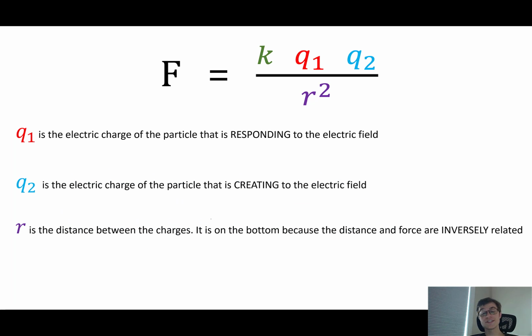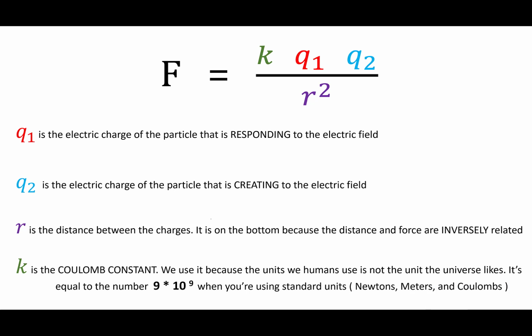R is the distance between the charges. It's on the bottom because distance and force are inversely related. So that means that if they're very far apart, they're not going to pull very strongly. But if they're close together, they're going to pull very strongly. And then K is called Coulomb's constant. We use it because the units that human beings use are not really the units that the universe likes. It's equal to the number 9 times 10 to the 9th. It's just a number when you're using standard units, like newtons, meters, and coulombs.